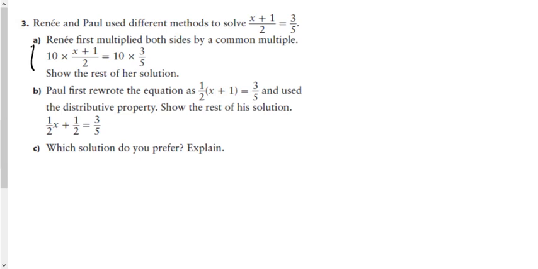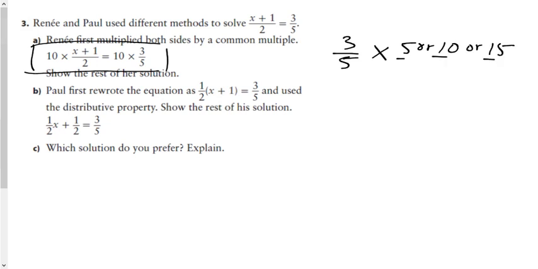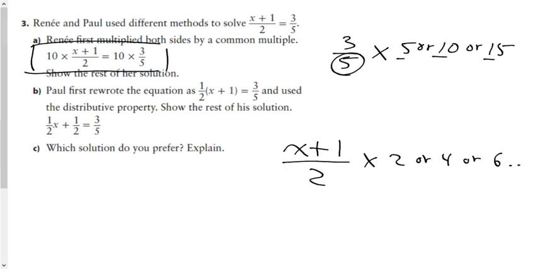Exactly. Renee's method is definitely the best, because we learned from section 8.2, when you multiply any fraction, and I'm just going to take 3/5, if you multiply 3/5 by 5 or 10 or 15 or any multiple of the denominator, what type of answer do we get? A whole number, right? The same thing is true when you take an algebraic fraction and multiply it by 2 or 4 or 6, etc. When you do that, you're going to end up with an answer that is not a fraction, okay?